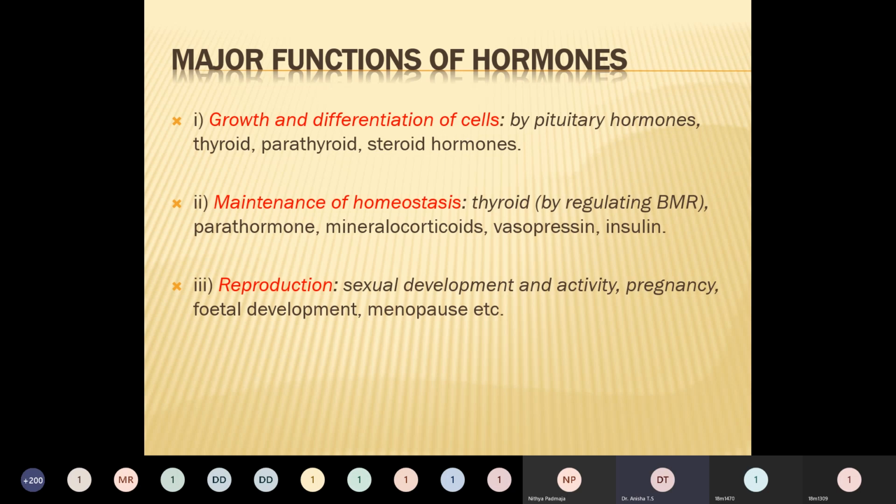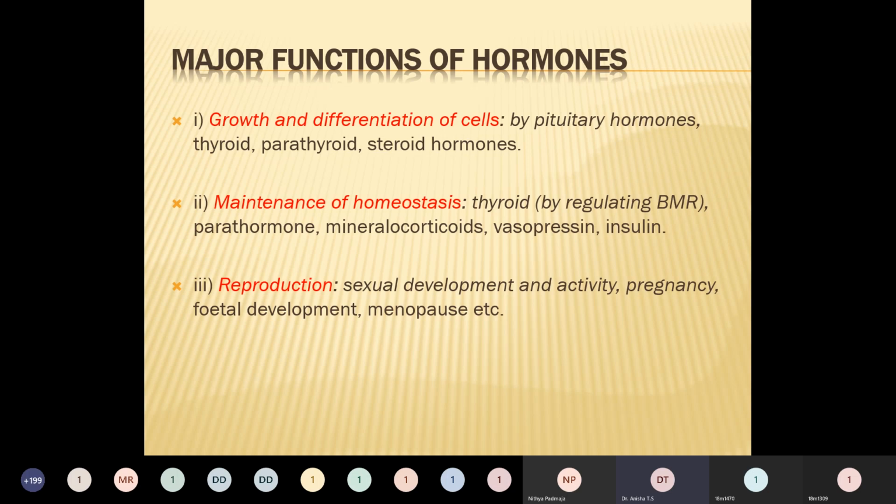What are these functions? They are growth and differentiation of cells. All of us know that when pituitary hormone is not secreted adequately or is absent, there will be growth retardation. All of you have learned that in your physiology. So growth and differentiation of cells occurs by pituitary hormones, thyroid and parathyroid, and some steroid hormones. Even when the mother has very low thyroid during her pregnancy, she is given extra synthetic hormones so that the child should not be a cretin.